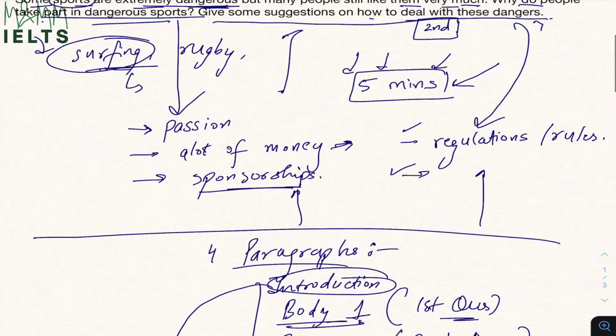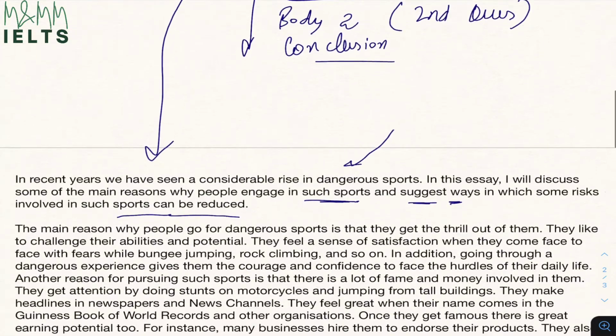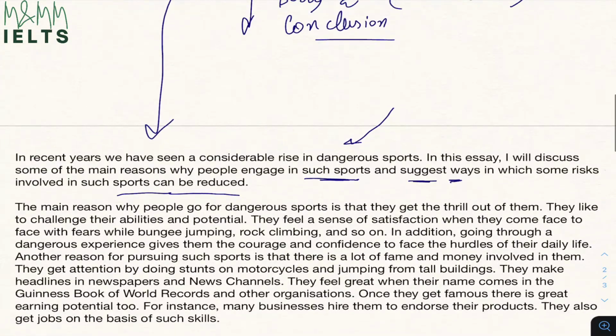In the next body paragraph, I am going to talk about my first question now, which is, why do people take part in dangerous sports? So this is my paragraph. The main reason why people go for dangerous sports is that, again, I do not beat around the bush, I just go straight to the point, is that they get the thrill out of them. Like I said, passion. They like to challenge their abilities and potential.